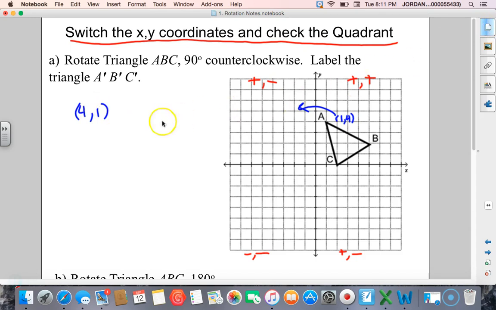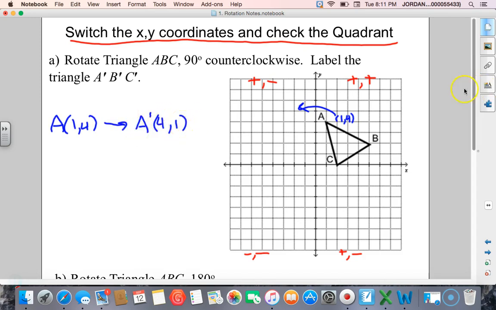My rule says to switch the x and y coordinates, and it started off as the point 1, 4. So A was 1, 4, and it's going to change to A prime.